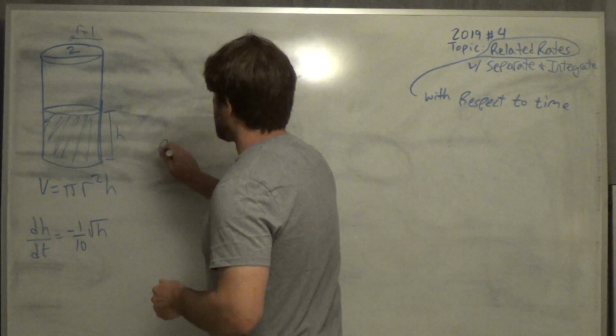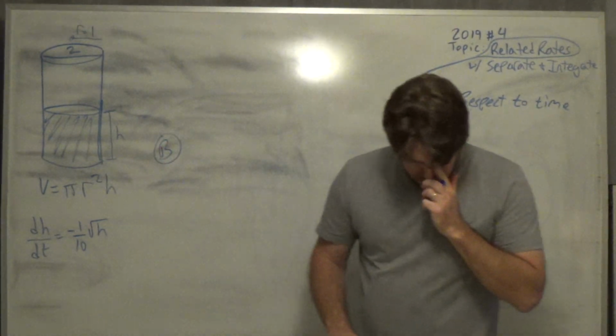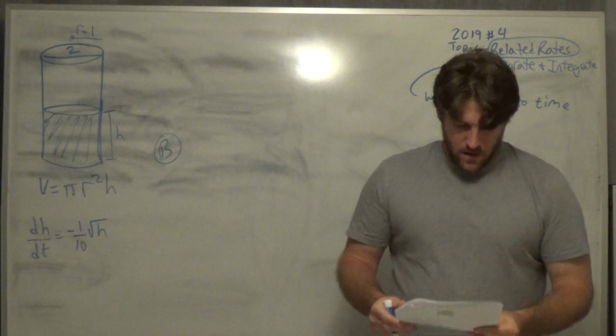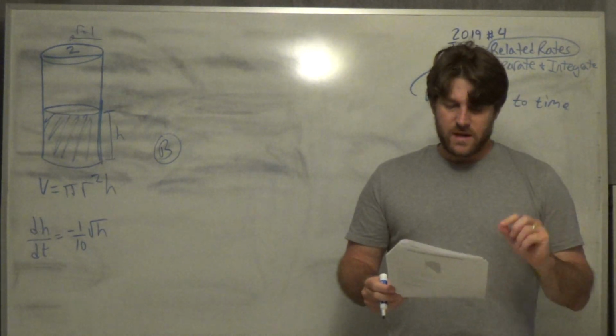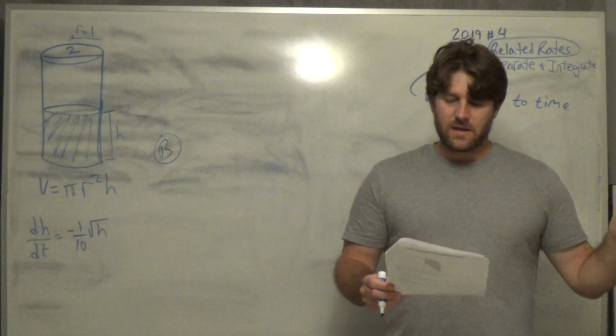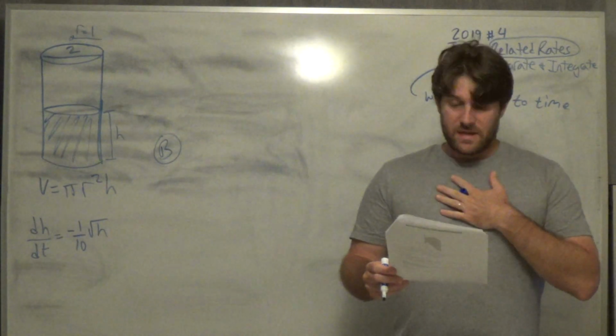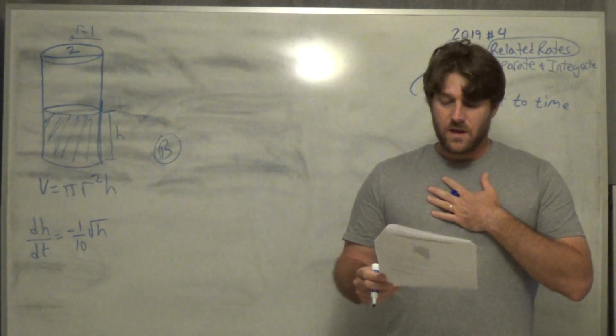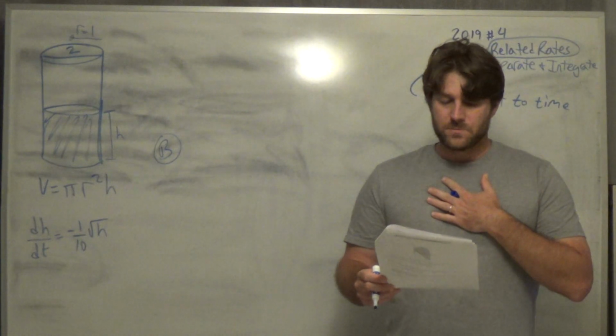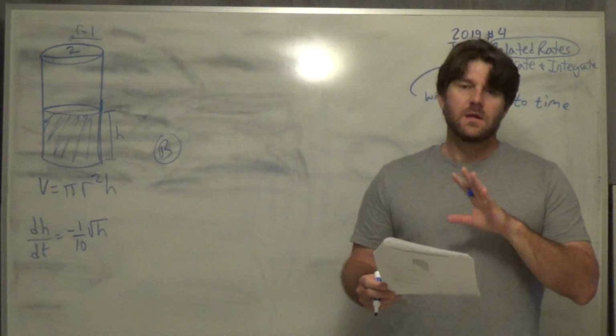Alright, now let's go look at part B. So part B says when the height of the water is 3 feet, is the rate of change of the height of the water with respect to time increasing or decreasing? I'm just going to read it. It has a lot of ofs in there.